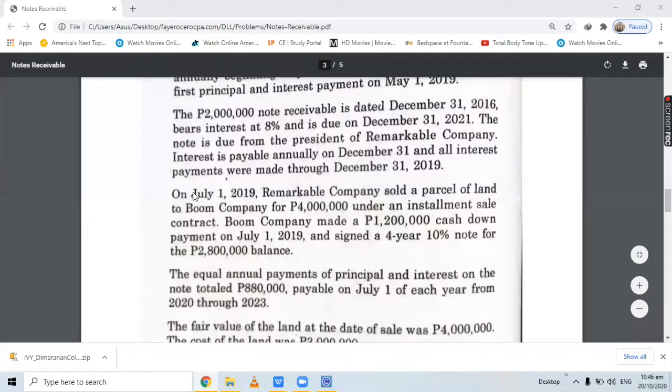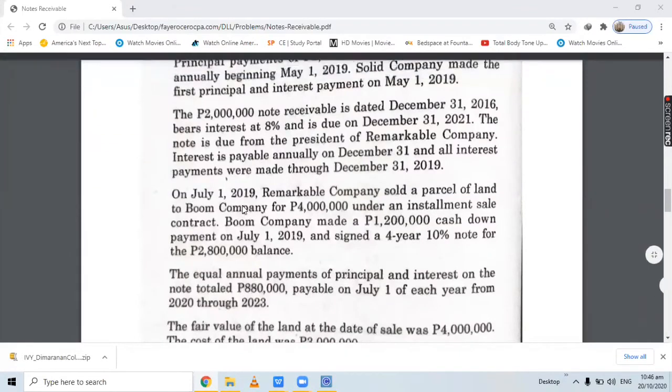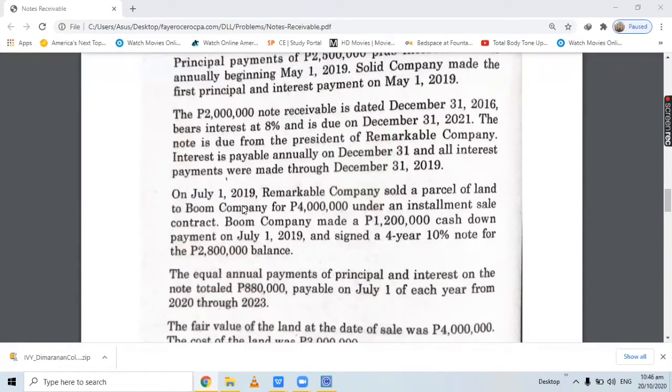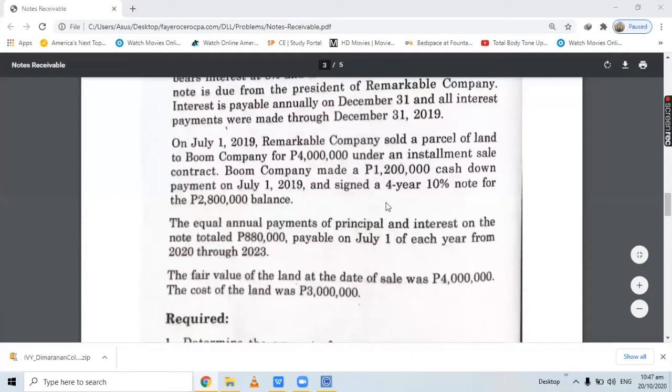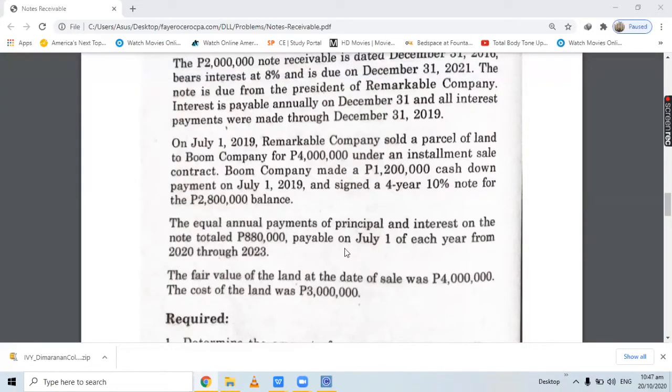And then we have another transaction on July 1, 2019. Remarkable Company sold a parcel of land to Boom Company for 4 million under an installment sale contract. Boom Company made a 1.2 million cash down payment on July 1, 2019 and signed a 4-year 10% note for the 2.8 million balance. So interest bearing pa din. The equal annual payments of principal and interest on the note totaled 880,000 payable on July 1 of each year from 2020 to 2023. The fair value of the land at the date of sale was 4 million. The cost of land was 3 million.